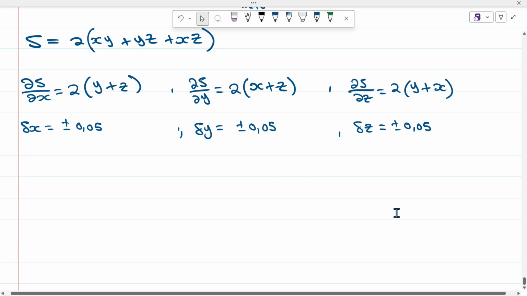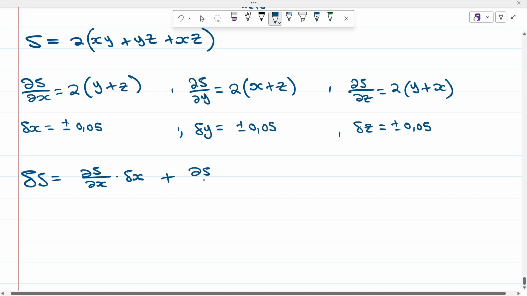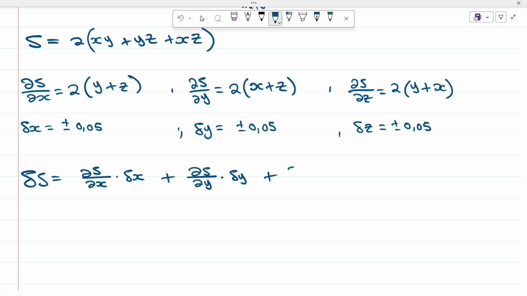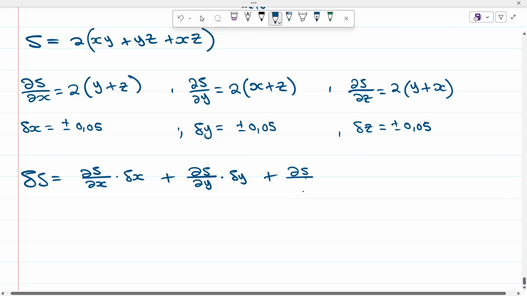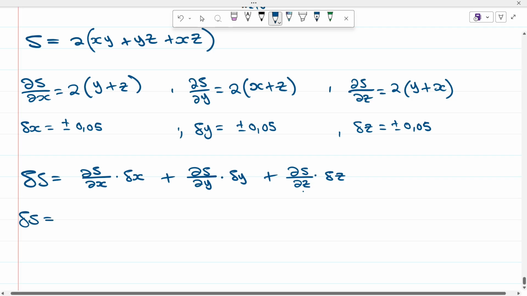So now we can write down our small change in the surface area. The small change in surface area is equivalent to the partial derivative of s with respect to x multiplied by the small change in x, plus the partial derivative of s with respect to y multiplied by the small change in y, plus the partial derivative of s with respect to z multiplied by the small change in z. Then we just substitute everything to get our answer.